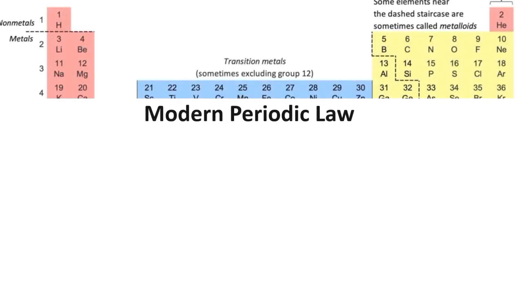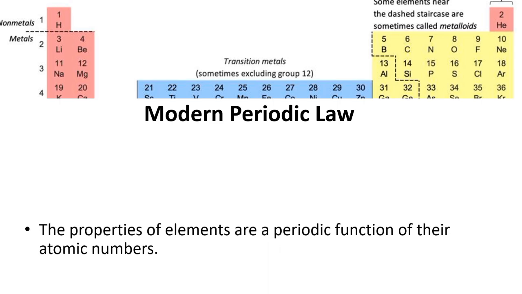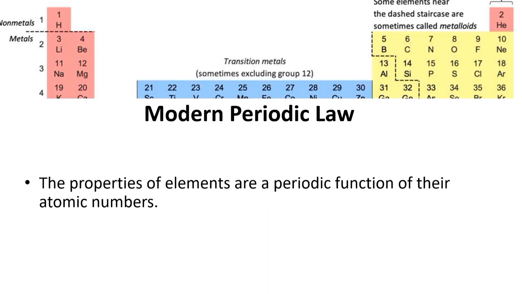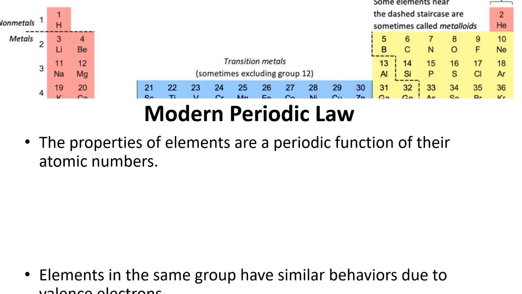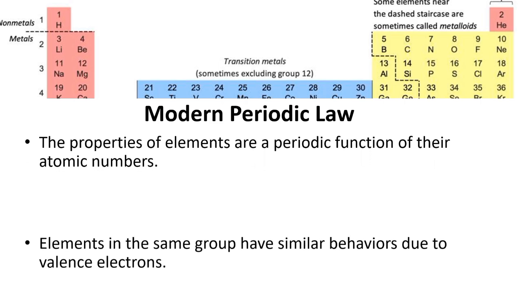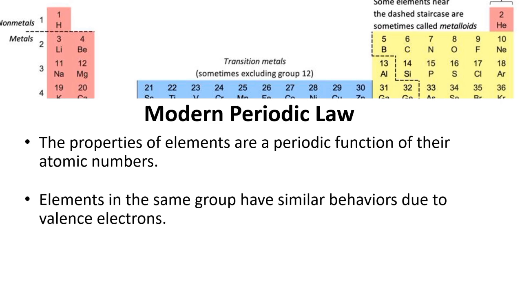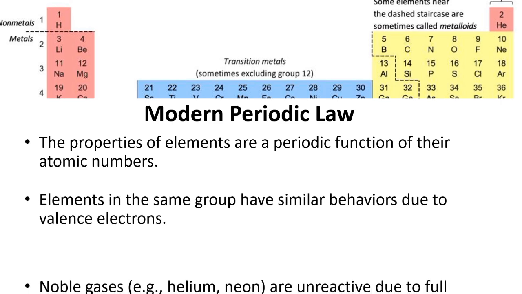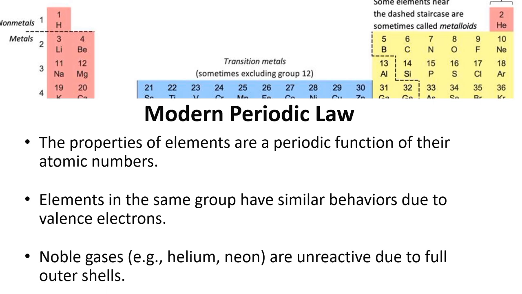What about the modern periodic law? The periodic law states that the properties of elements are a periodic function of their atomic numbers. This means elements in the same group have similar chemical behaviors due to their valence electrons. Noble gases, such as helium and neon, are unreactive because they possess full outer electron shells, making them chemically stable.